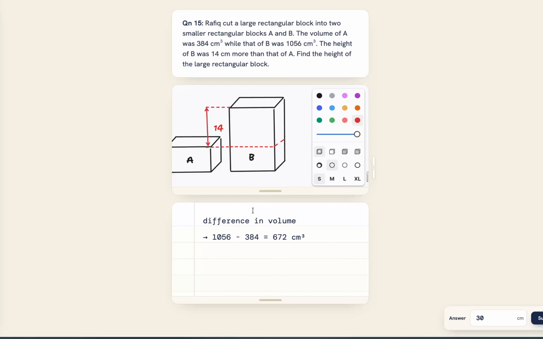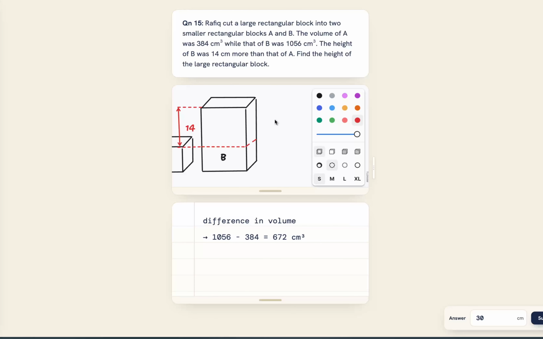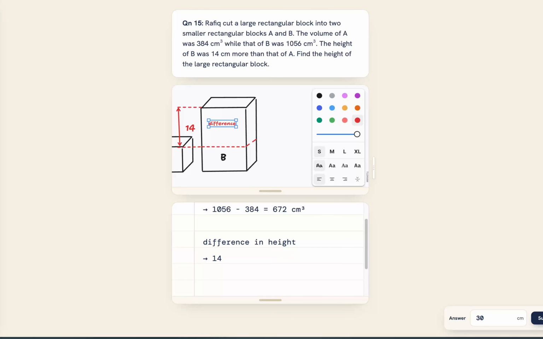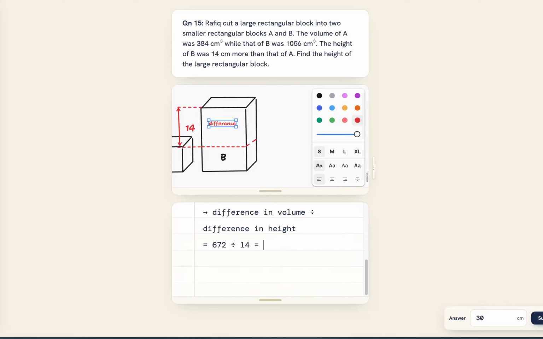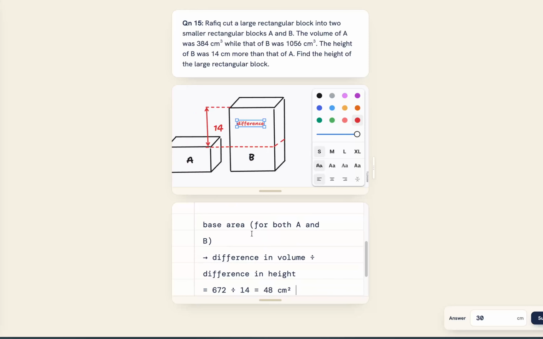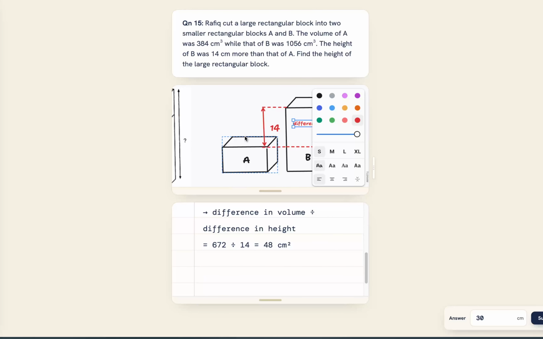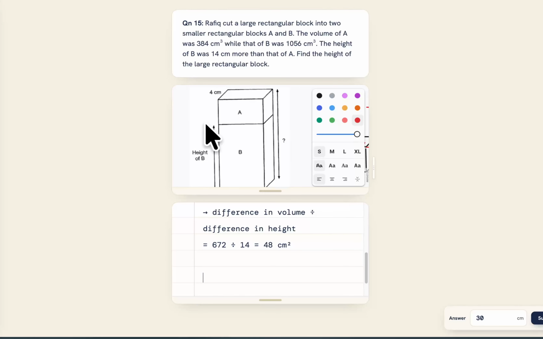And since we know the height of this difference block, the difference in height is equal to 14. So the base area for both A and B would be equal to the difference in volume divided by the difference in height, which makes this 672 divided by 14. And this will be equal to 48 centimeter square. So now we know the base area for B. Now we need to find the height of the total large rectangular block.